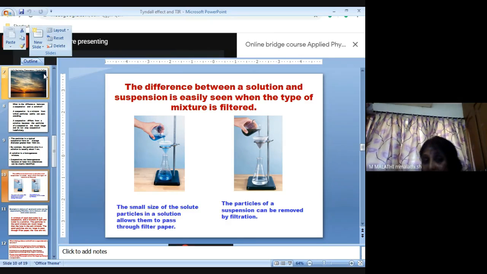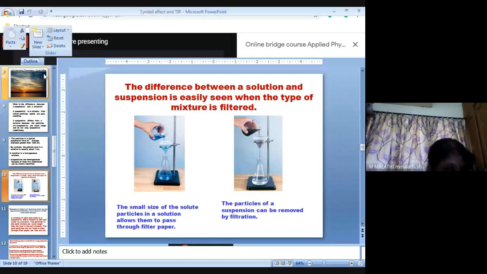You are taking a suspension, and with the help of a filter paper, you are filtering the small size of the solute particle in the solution. The first is a solution. The second picture is the suspension. Because in the solution, the particle size is very small, 1 nanometer, and it is homogeneously, uniformly dissolved with the solvent. When you pour a solution in the first picture through the filter paper, the particle size is so small that the particle also filters through. So the same solution is inside the beaker.